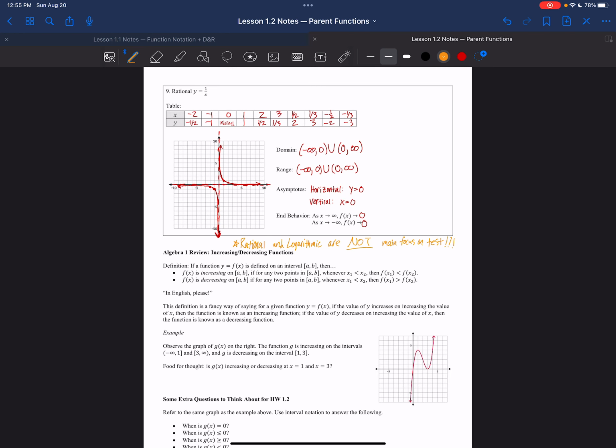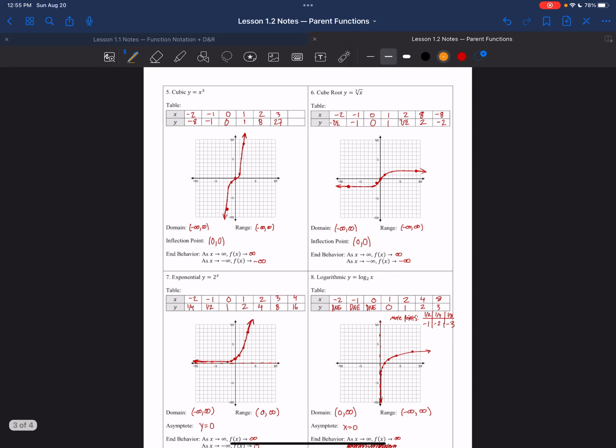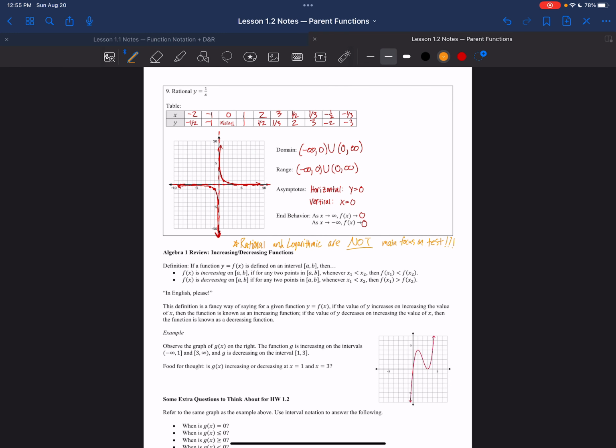The rational, so this one we just did, number 9 and number 8. I would like you to kind of be familiar with the shape, most particularly how to read the domain and range. So you might see the graph of a rational function, but all I'm going to ask you is the domain and range. I'm not going to ask you to graph it by hand or whatever. Recognize the shape, the name, and its domain and range. If you can do that, it's good enough for now.